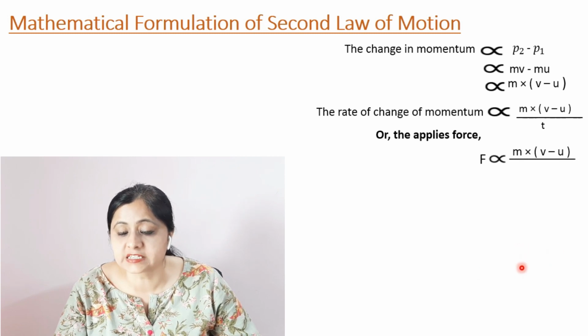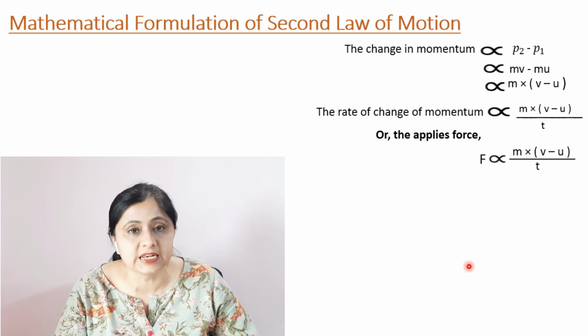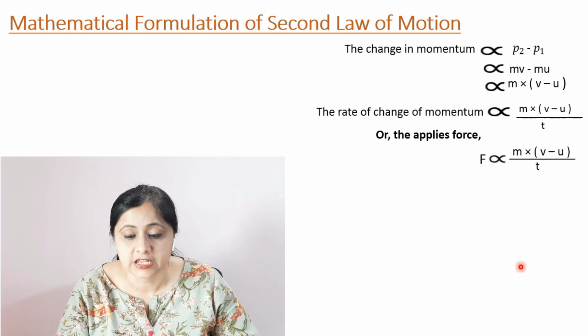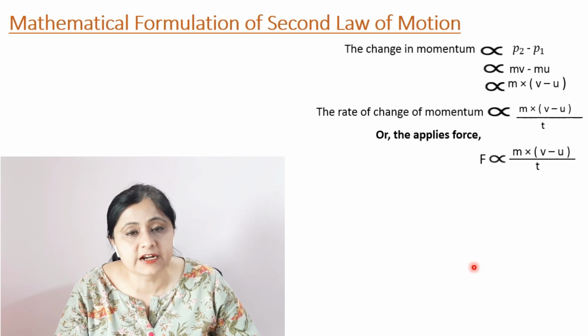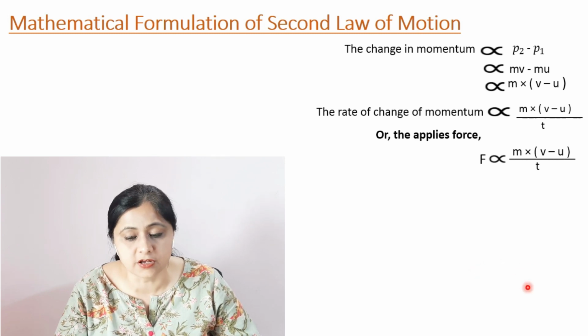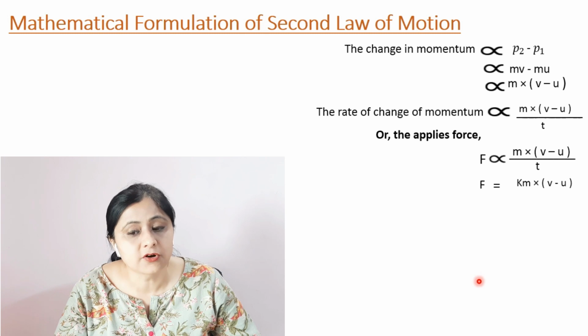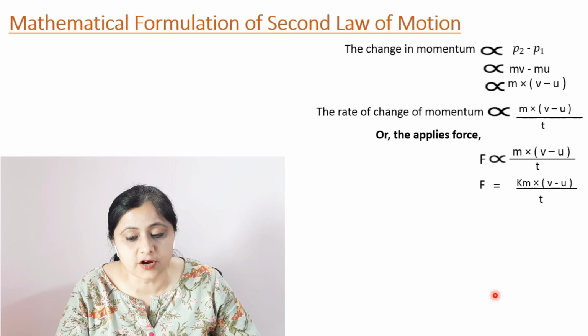So what is coming here? Again, we are removing the proportional sign. We are writing is equal to and one constant. In the same manner, whatever the proportional sign is coming here, we will remove it and write is equal to and one constant. You can check what is written here is equal to, and I have written this one constant. And what is that constant? That constant is K.